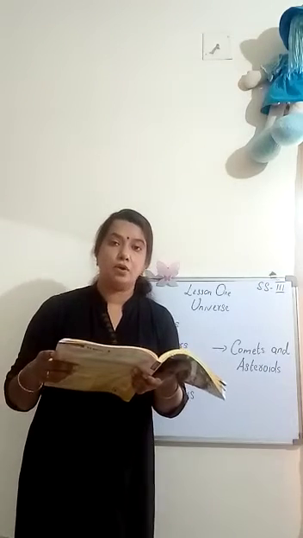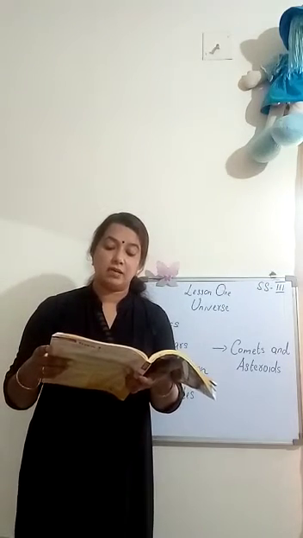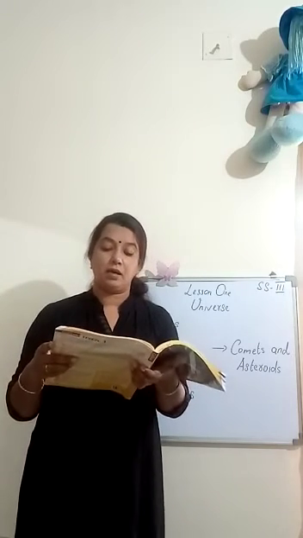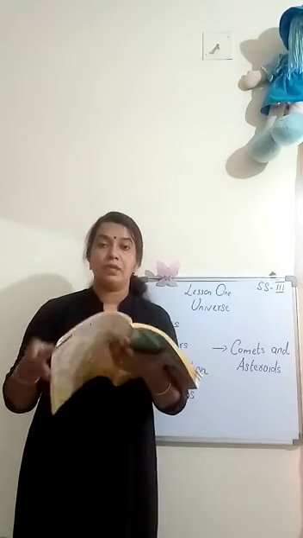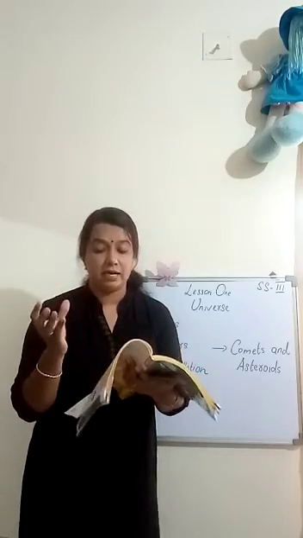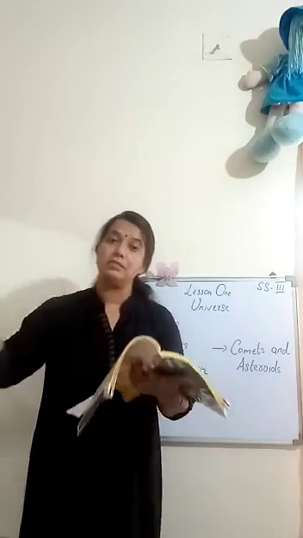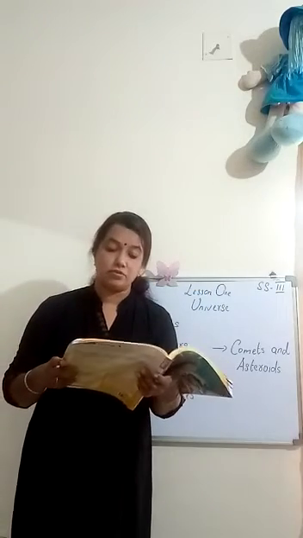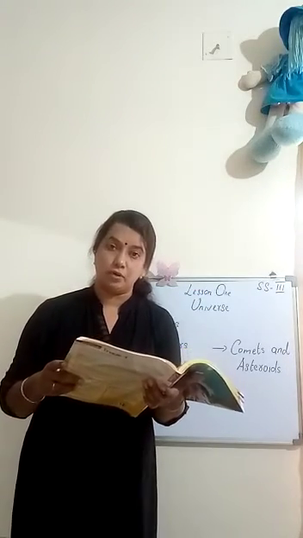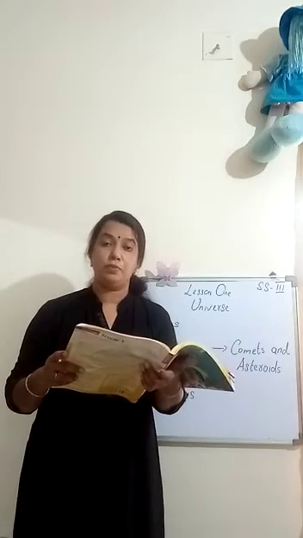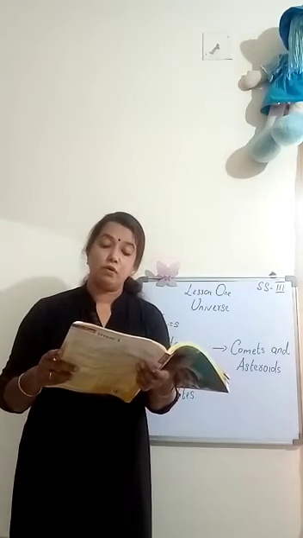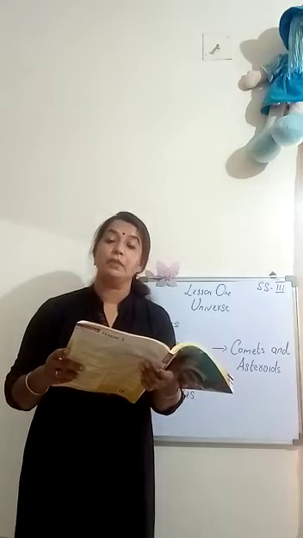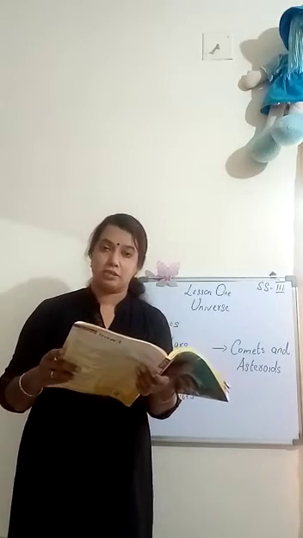Now the next one is comets. Comets are small celestial bodies that move around the sun in a definite direction. They are made up of dust and ice, and they move around the sun only, and they have a definite direction. Now, asteroids are rocky celestial bodies that are too small to be called a planet. They are often called minor planets. Most of the asteroids in the solar system are found between the orbits of Mars and Jupiter.